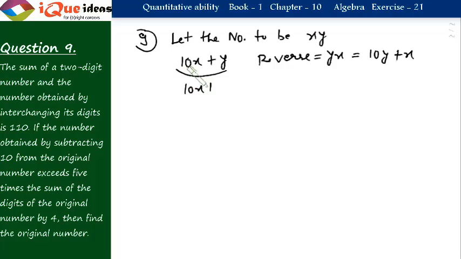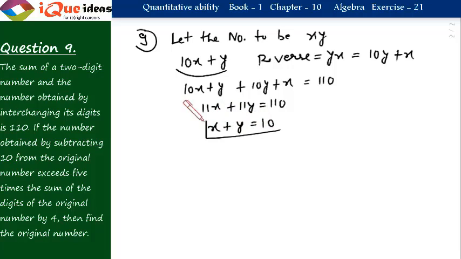So that means 10x plus y plus 10y plus x is equal to 110. So this gives us 11x plus 11y is equal to 110. So if you divide by 11, you will get x plus y equal to 10. This is one equation. Then look at the other condition.